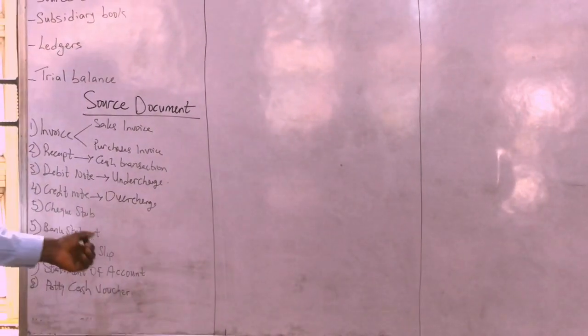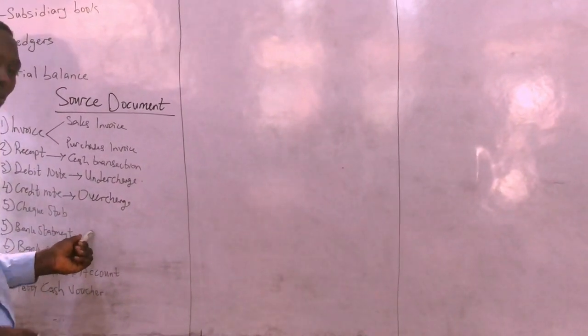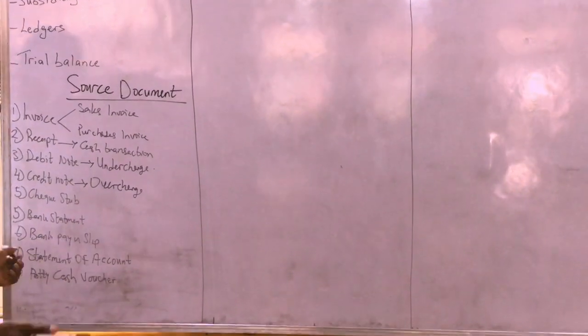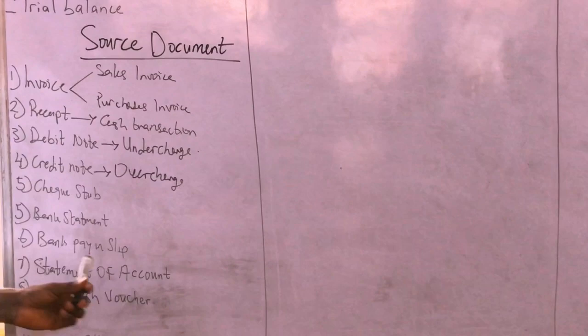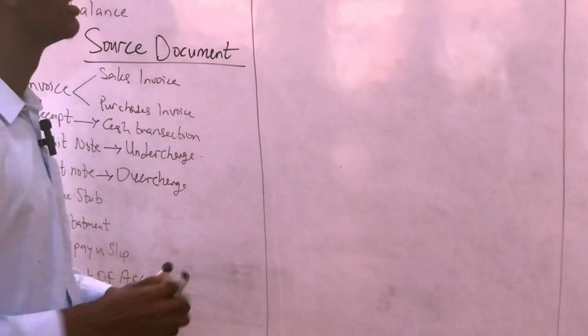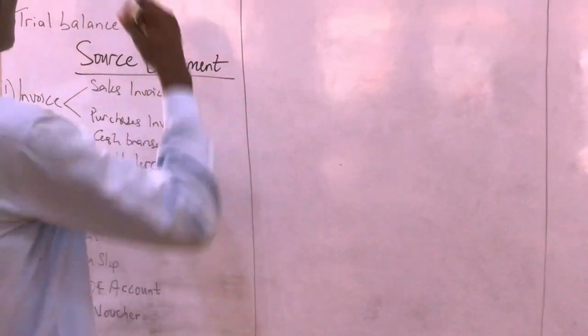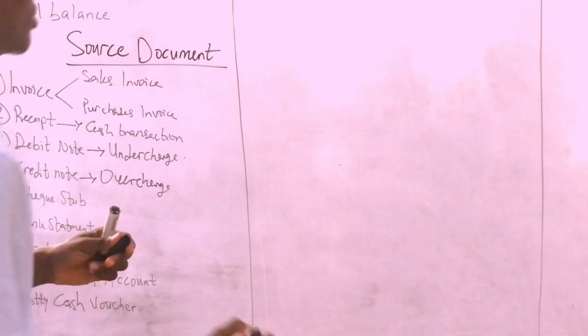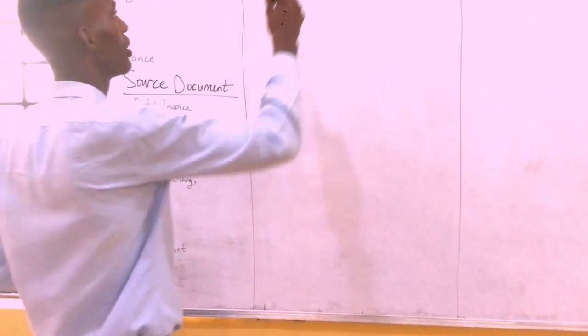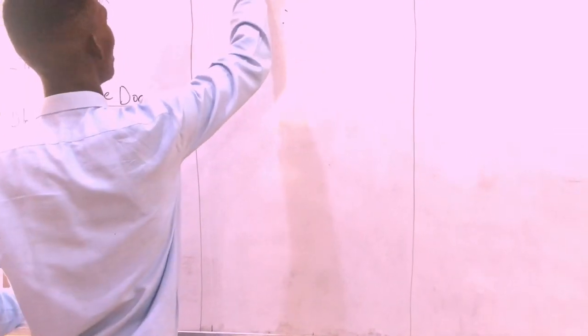Bank statement is the statement used to show the transactions between the bank and its customers. Bank paying slip, or deposit slip, is evidence that you deposited cash. Without wasting much of our time, remember this is just an introduction session. We have not yet moved into the calculation aspect, and we won't be doing that today.